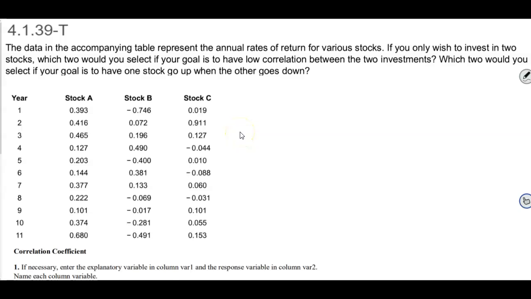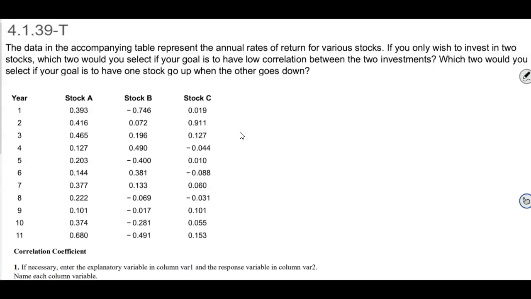In section 4.1.39-T, the data in the accompanying table represent the annual rates of return for various stocks. If you only wish to invest in 2 stocks, which 2 would you select if your goal is to have low correlation between the 2 investments?